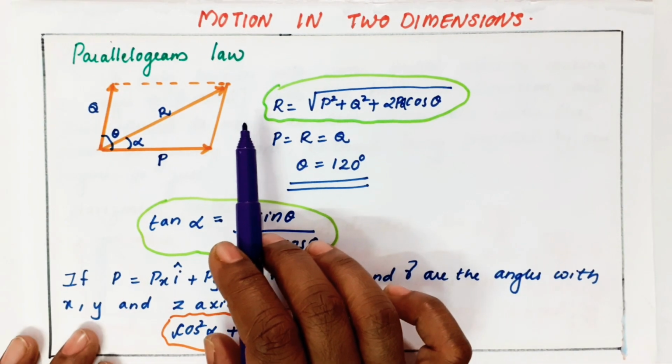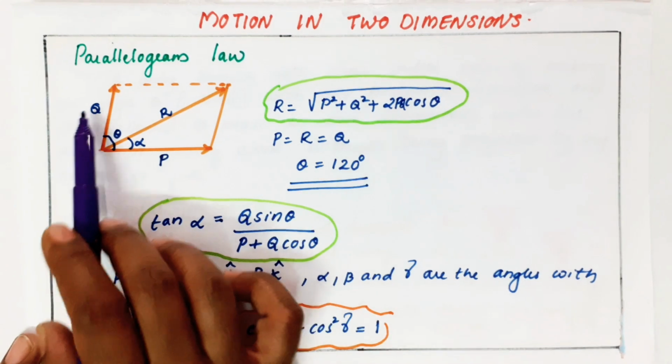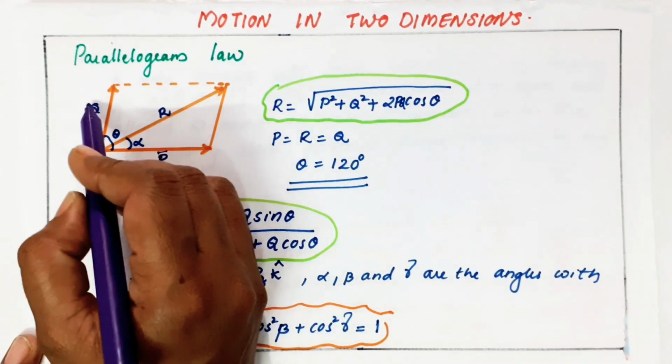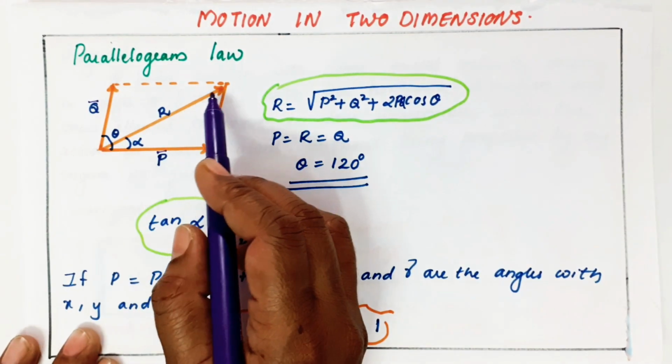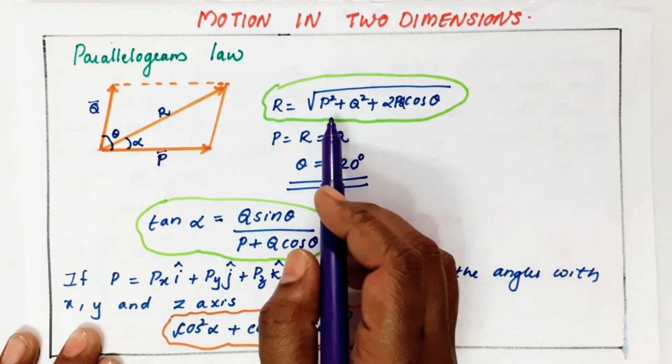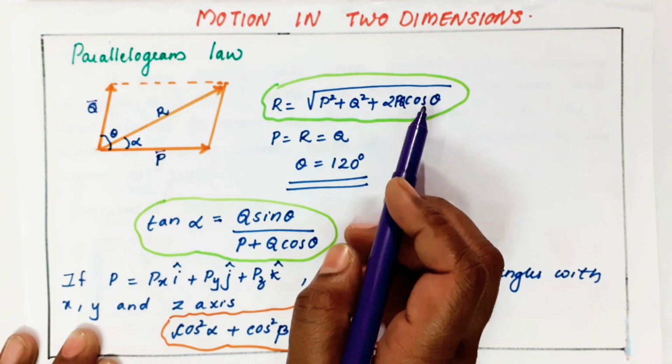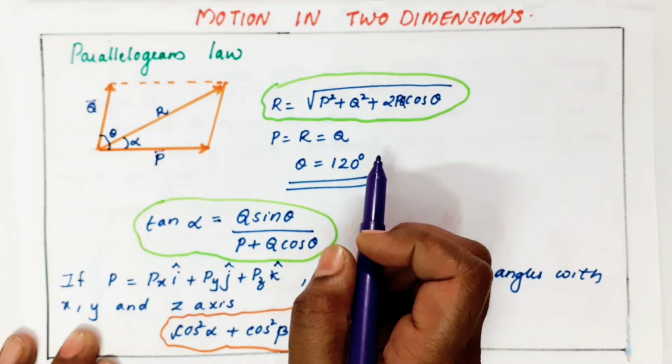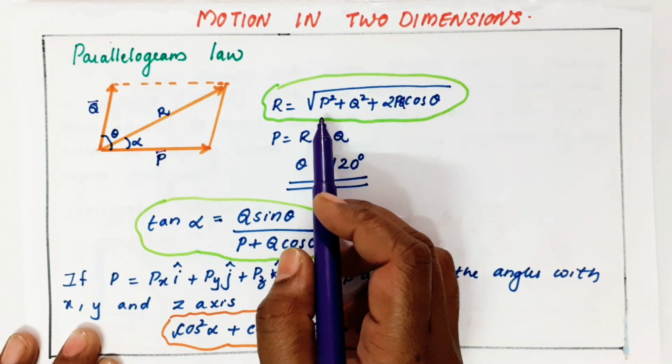Parallelogram law. If two vectors are represented as two adjacent sides of a parallelogram, then the diagonal gives the resultant. The diagonal R can be found by root over P square plus Q square plus 2PQ cos theta. This is the value of the resultant.